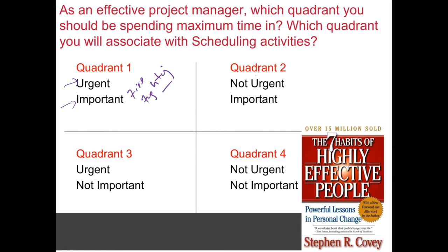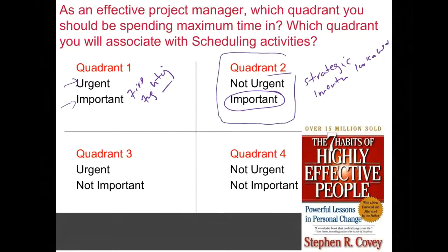Whereas quadrant two, in Covey's view, are things which are entirely very important. So we are not firefighting, but doing a lot more strategic thinking here. So what is maybe a 1 month look ahead of our project? How are we progressing? What sort of KPI? Stephen's view is that effective project managers should be spending more of their time in quadrant two.